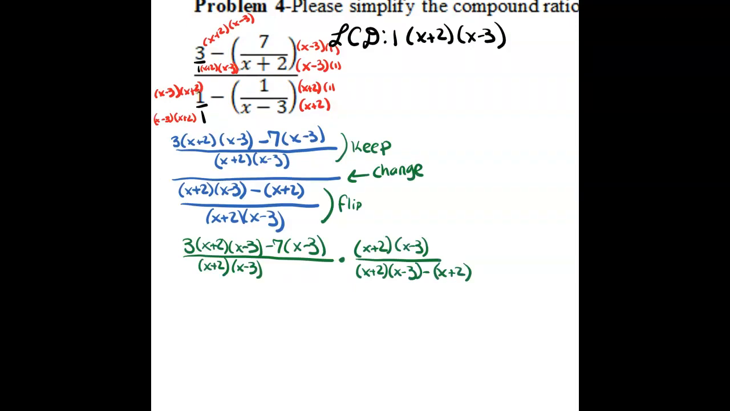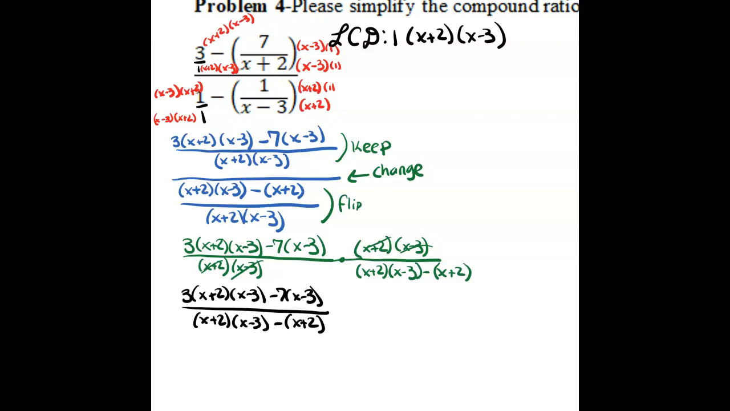So I kept the top the same. I changed this division symbol to a multiplication symbol, and then I flipped this entire fraction upside down. So now I can treat this like one big fractional bar again, and I can cancel. So I cancel, cancel, cancel, cancel. Alright, and now I get to distribute what's left. So just getting rid of the extra stuff, this is what I got left.